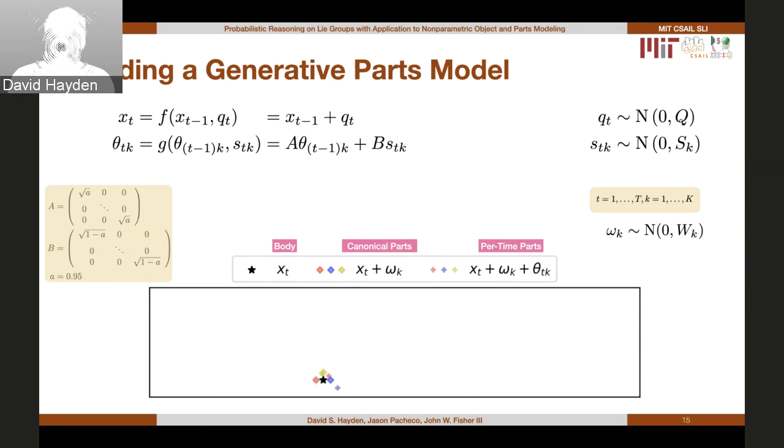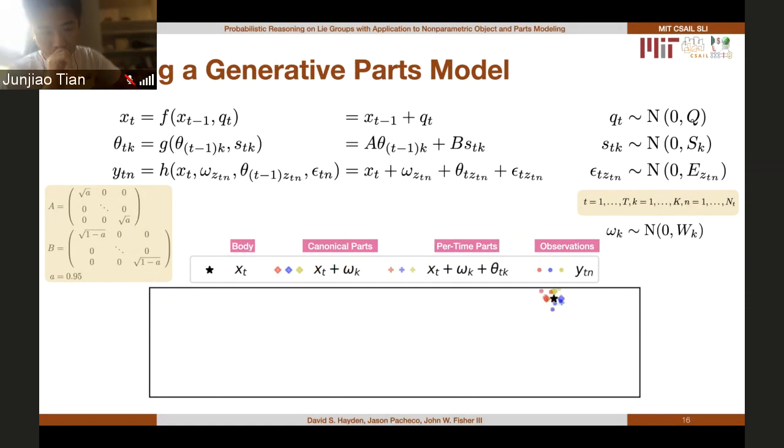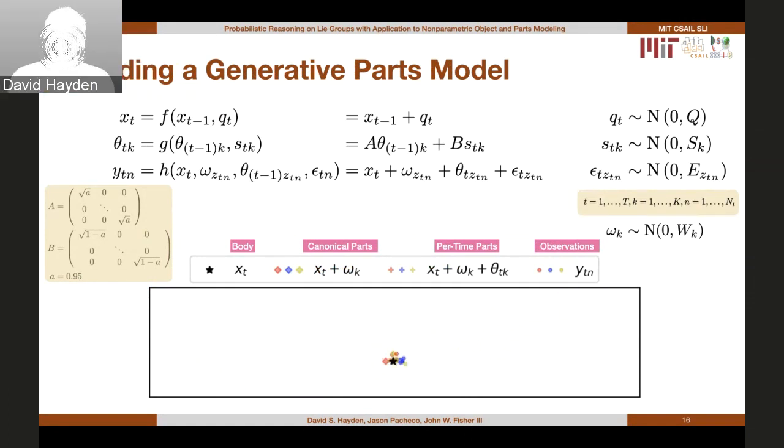so the omega k's. Then, of course, we don't generally get to observe a body or parts directly. We have some observation models, so these y's in this simple linear Gaussian case are these observations that fall off of the composition of the body xt, the canonical part k location, the per time part location theta tk, and then some random noise epsilon tk.